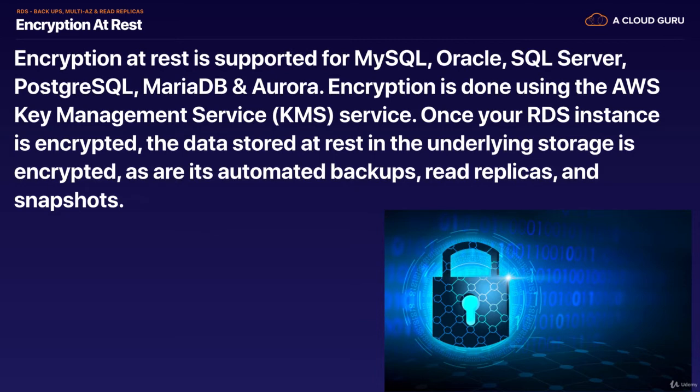Moving on to encryption. Encryption at rest is supported for MySQL, Oracle, SQL Server, PostgreSQL, MariaDB, and Aurora. Encryption is done using the AWS KMS service. Once your RDS instance is encrypted, the data stored at rest in the underlying storage is encrypted, as are automated backups, read replicas, and snapshots. So as soon as you've turned encryption on, anything that you're doing, such as backups, read replicas, and snapshots, is also going to be encrypted.